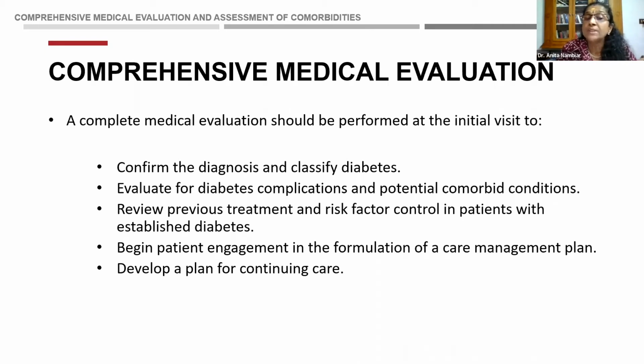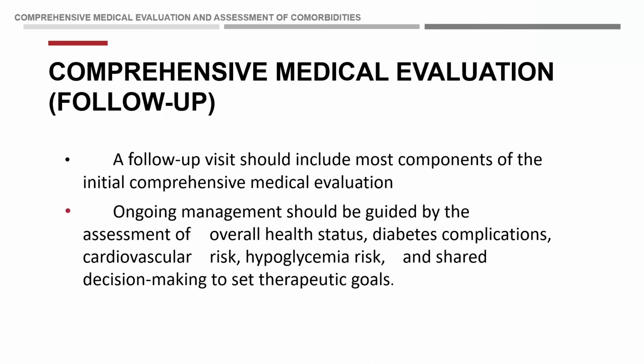And we have to evaluate the diabetic complication and potential comorbid condition, review previous treatment and risk factors controlled in patients with established diabetes, begin patients' engagement in the formulation of a care management plan, and develop a plan for continuing care. Also, a follow-up visit should include most components of the initial comprehensive medical evaluation. Ongoing management should be guided by assessment of overall health status, diabetic complication, cardiovascular risk, hypoglycemia, and shared decision-making to set therapeutic goals.